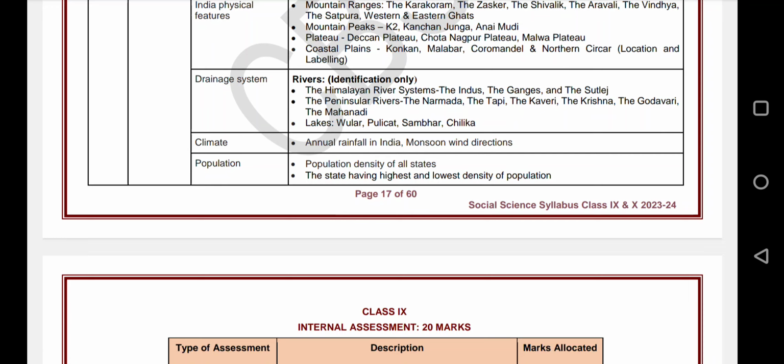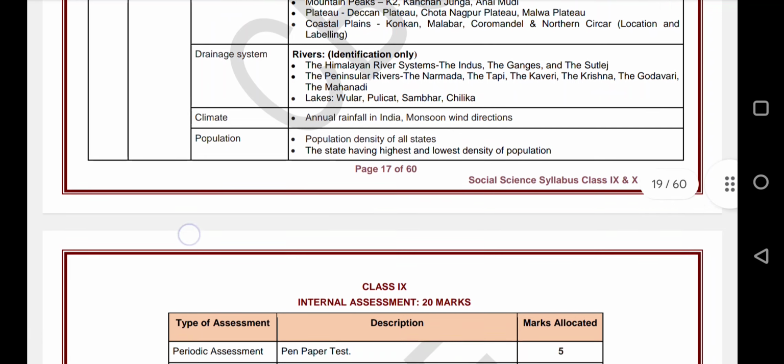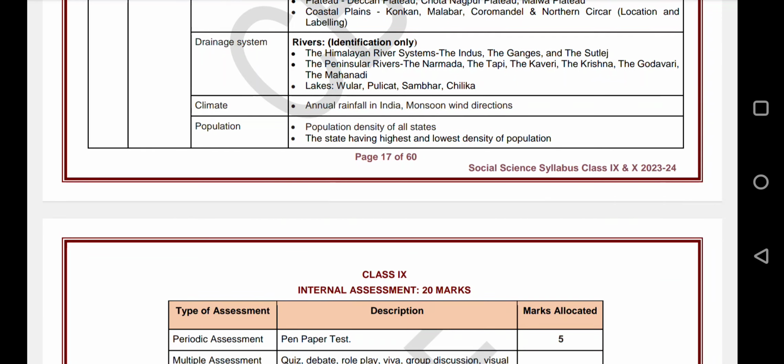Then we have climate. In this there is going to be something a little bit technical. You learned in 6th class the thematic map. These are going to be thematic maps: annual rainfall in India and monsoon winds direction. There will be one theme, and you have to mark the highest rainfall, lowest rainfall, moderate rainfall. That is going to be a little bit difficult, but yes, if you do it, it will be easy.